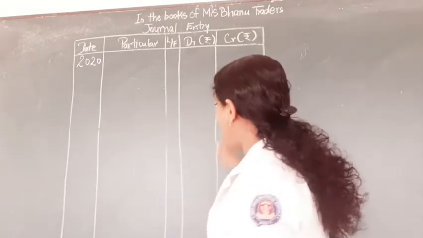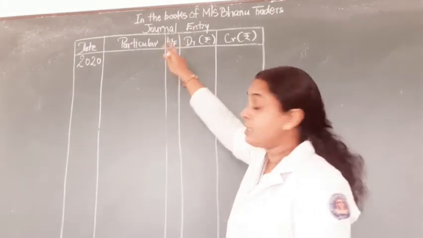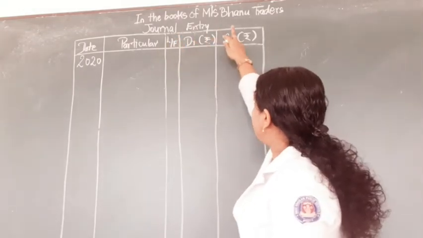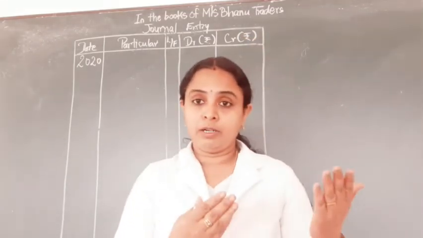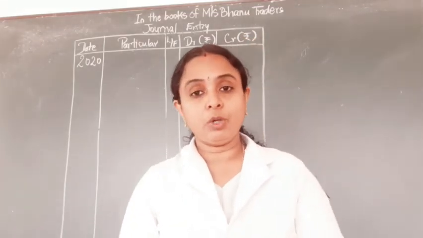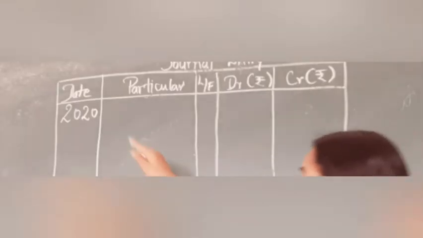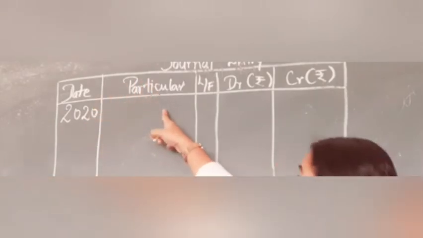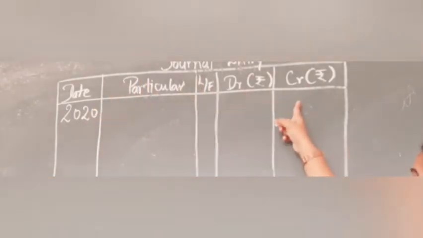Okay, so this is the format of a journal entry. At the top you have to write in the books of Mrs. Bhanu Traders. The name of the proprietor will be given to you, so that you have to mention at the top. And then what are you preparing? You are preparing a journal entry, so that will be shown over here. Date, particulars, ledger folio, debit side and credit side.